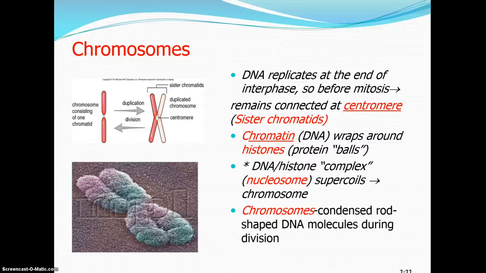Chromosomes. DNA replicates at the end of interphase, right before mitosis. So there's no replication of DNA in mitosis. It's already been duplicated or replicated. The chromosome remains connected at the centromere. The centromere is just kind of the center of this X part right here. You can see it in the picture over there. It's kind of where the X meets. I was always told that the centromere was like a knot, the knot in the center holding it all together.